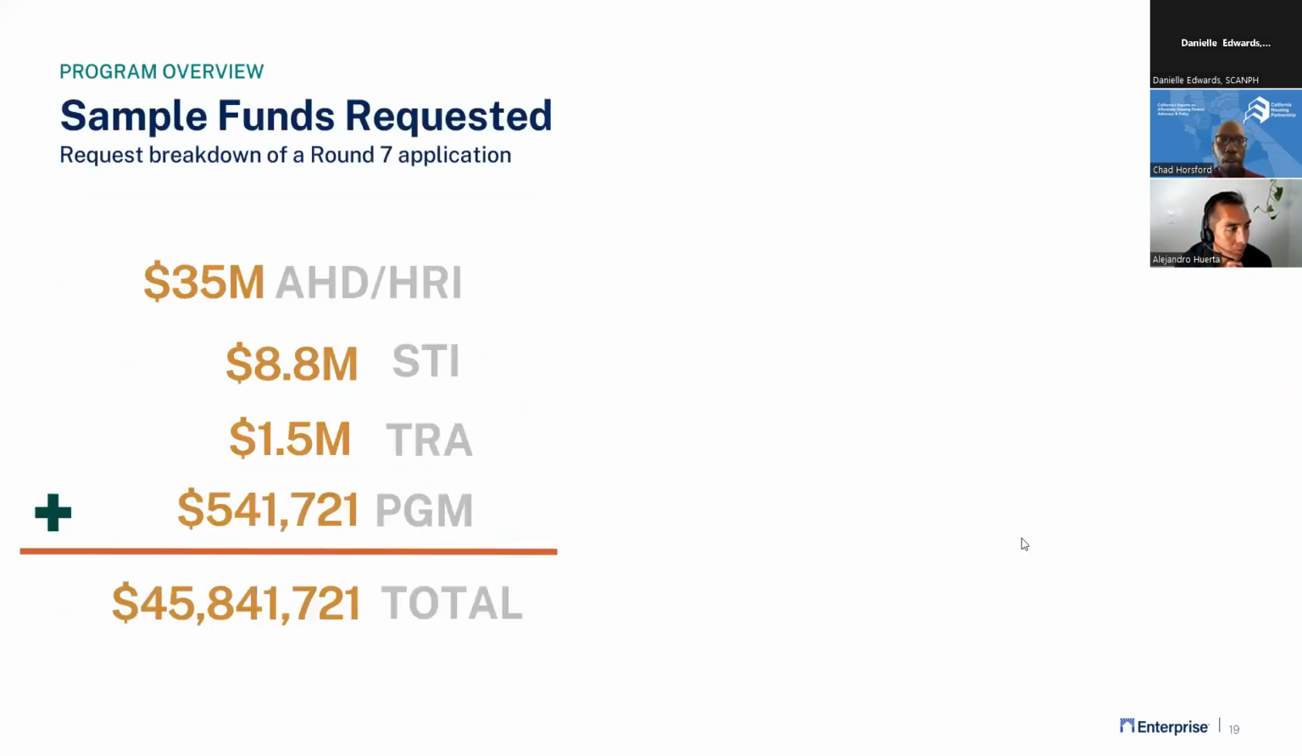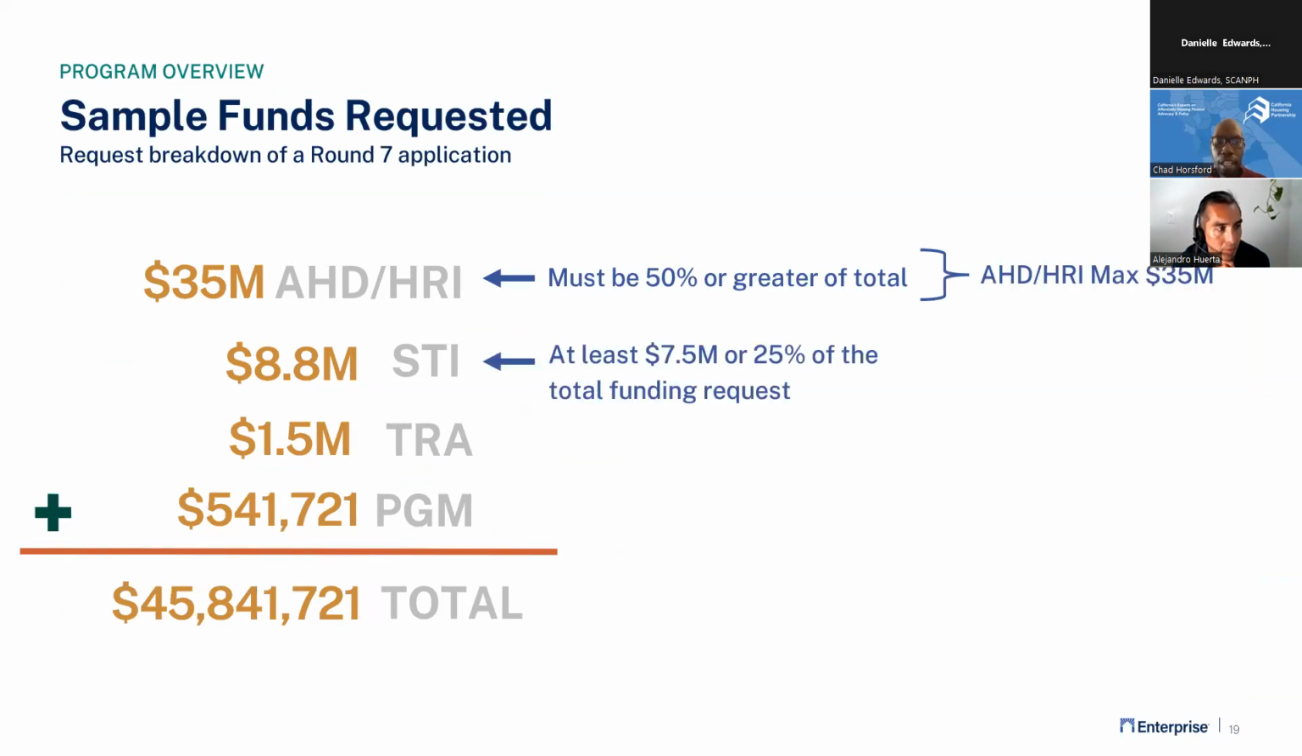Okay, so walking through what a proposed sample budget may look like for AHSC, because the AHSC program is made up of various buckets, and you're applying for different program elements. Your total AHSC request in this example that we're seeing right now is going to be 45.8 million, but that 45.8 million is going to be made up of first the AHD or HRI loan. Those have to be at least 50% of the total, up to a maximum of 35 million.